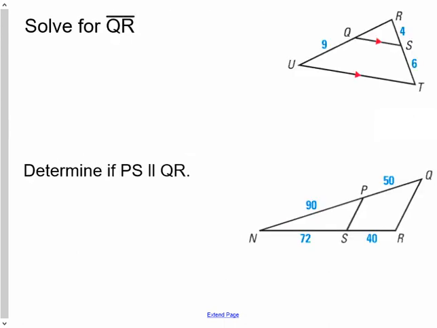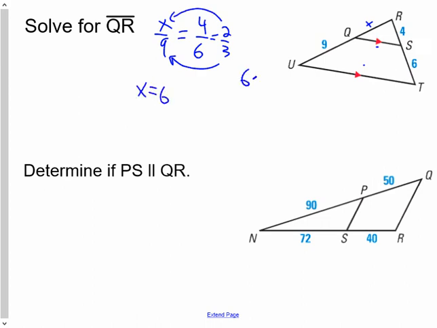Solve for QR. So generally, I'll call it QR, or just give it a variable. We have the parallel, so x to 9 equals 4 to 6. And again, this is 2/3. And then you just find a rule, times 3, times 3. So x is 6, or again, cross multiply, right? And you would still get the same answer, which is QR is 6.